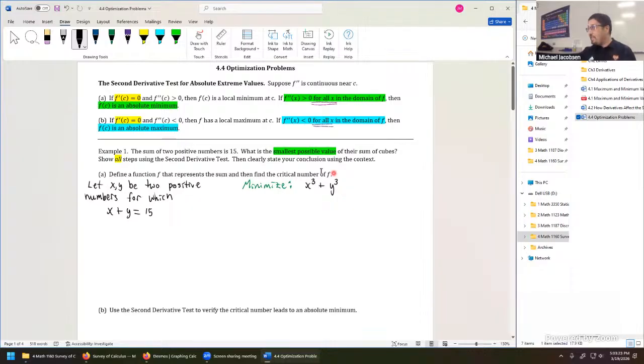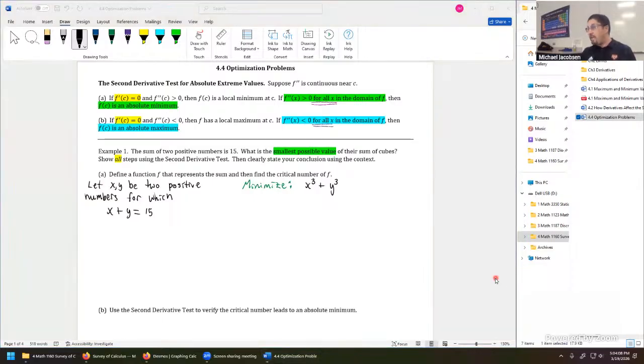Well, any suggestions on how we can get this into a function of just one variable? Where would you all start to make that happen? It's kind of a tricky question in a way, right? It's weird because there's two variables here on paper. However, the one tool we definitely have is that equation down there.